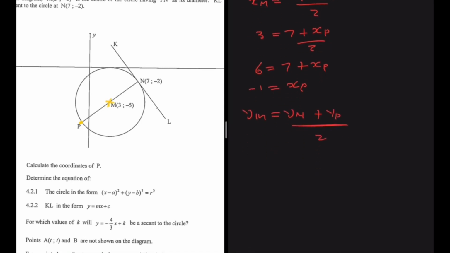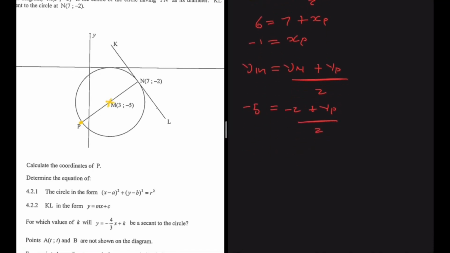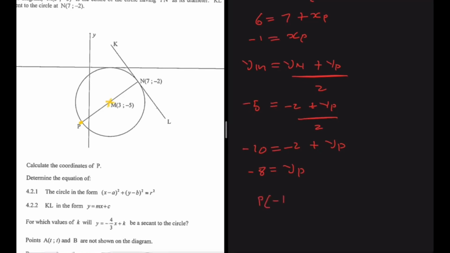So if we substitute again, we're getting minus 5 is equal to minus 2 plus y of P, divided by 2. If we cross multiply this, we should get minus 10 being equal to minus 2 plus y of P. So minus 8 is equal to y of P. So the coordinates of P are minus 1 and minus 8, right?